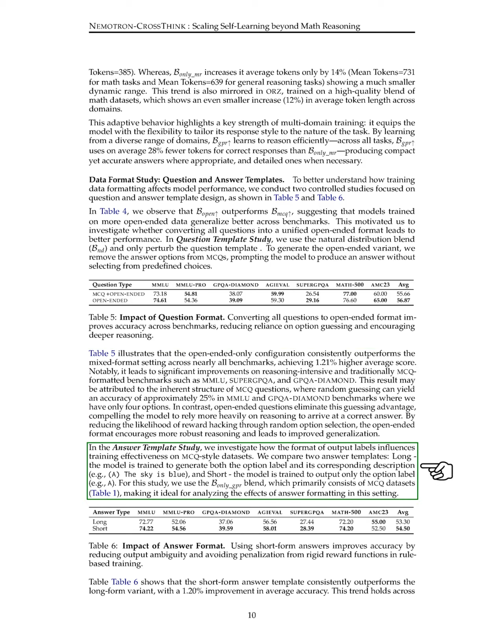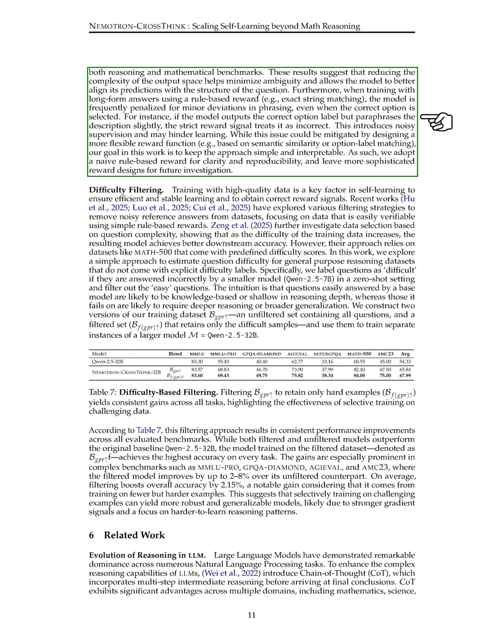In the answer template study, we examine how the format of output labels impacts training effectiveness. We compare long-form answers, which include both the option label and description, to short-form answers that only include the option label. Our results indicate that the short-form template consistently outperforms the long-form version, suggesting that simplifying the output space reduces ambiguity and helps the model align its predictions with the question structure. We also note that training with long-form answers can introduce challenges, as the model may be penalized for minor phrasing differences even when the correct option is chosen. While a more flexible reward function could address this issue, we opted for a straightforward rule-based approach for clarity and reproducibility, leaving more complex reward designs for future research.